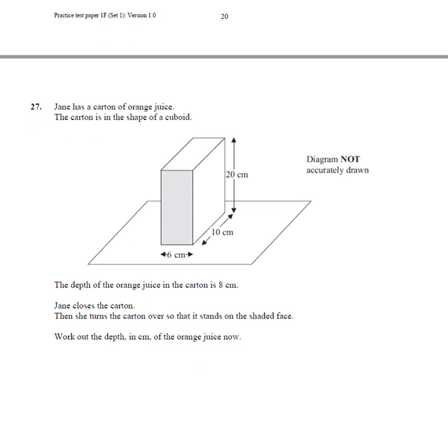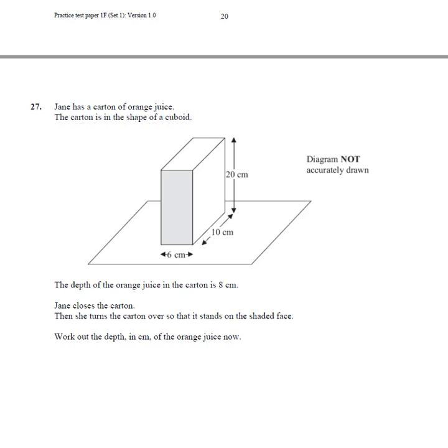Jane has a carton of orange juice, and the carton is in the shape of a cuboid. The depth of the orange juice in the carton is 8 centimeters. Jane closes the carton, and then she turns the carton over so it stands on the shaded face. Work out the depth in centimeters of the orange juice now. So the first thing you need to remind yourself is how you find the volume of a cuboid.